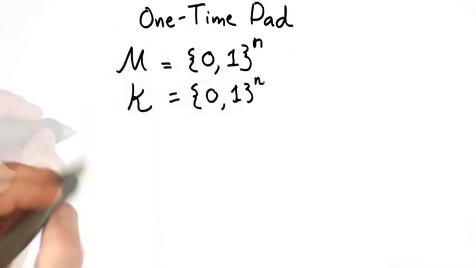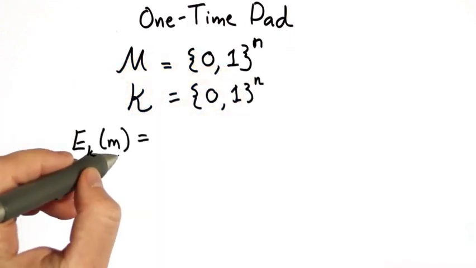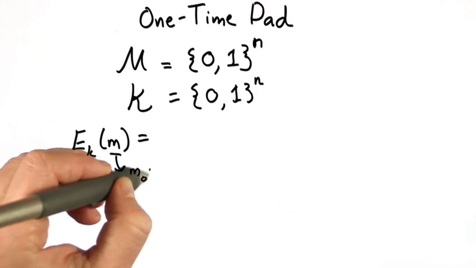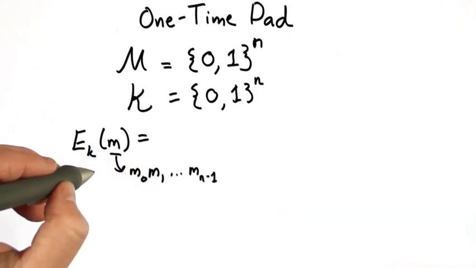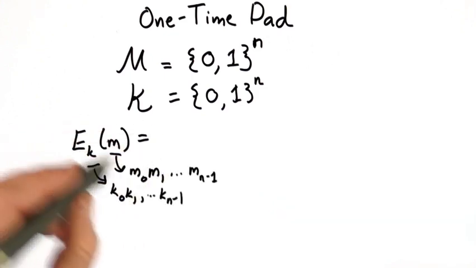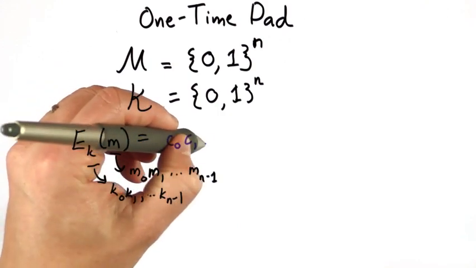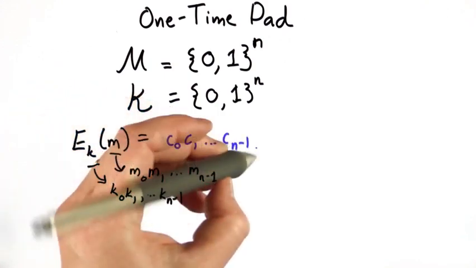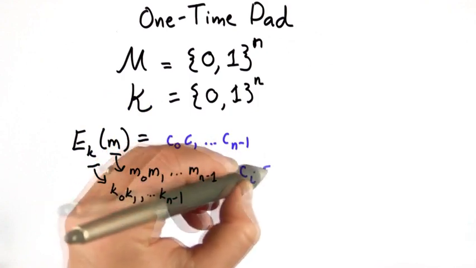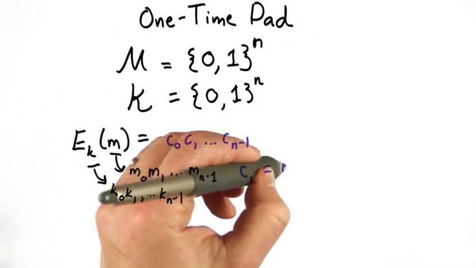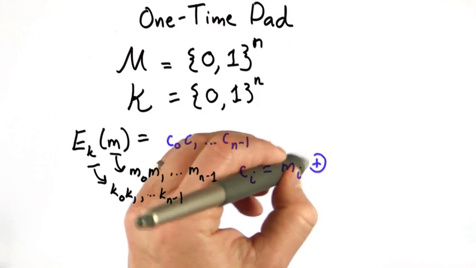And then to do encryption, our encryption function, we're going to think of the message as being this sequence of bits, and the key is also a sequence of bits. The result of our encryption is the ciphertext, which is a sequence of bits, also length n, where the value of each ciphertext bit is equal to the XOR of the corresponding message bit and the corresponding key bit.